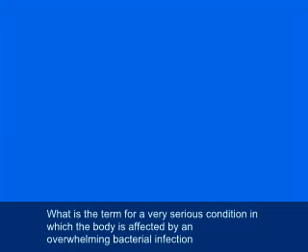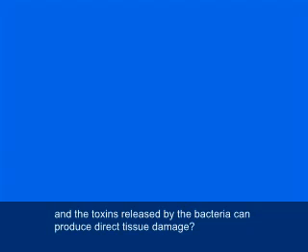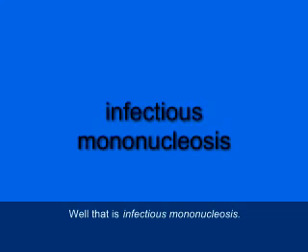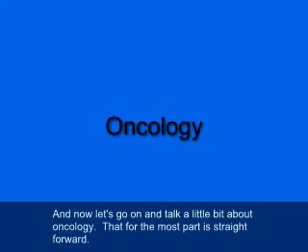What is the term for a very serious condition in which the body is affected by an overwhelming bacterial infection, and the toxins released by the bacteria can produce direct tissue damage? Well, that's septic shock. And what is the disease that's caused by the Epstein-Barr virus? Well, that's infectious mononucleosis. And now let's go on and talk a little bit about oncology.